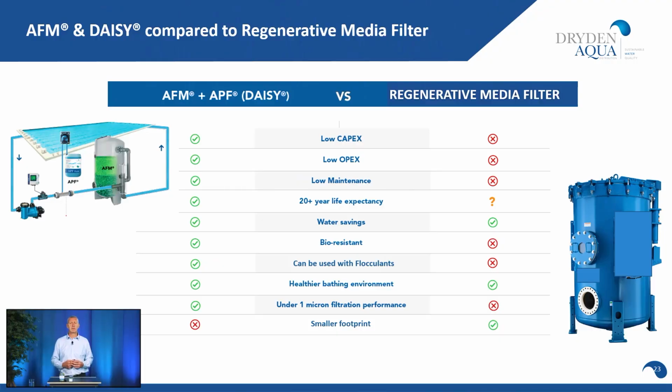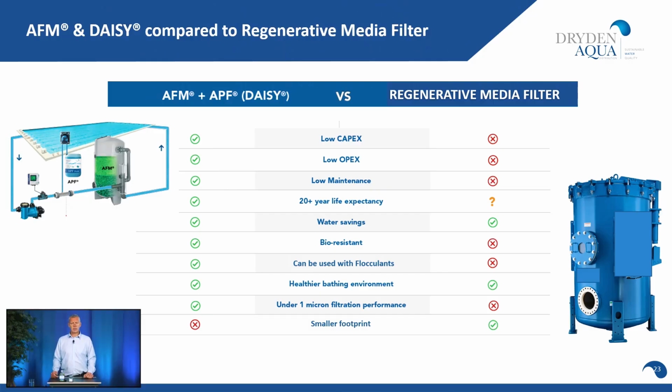Other systems that are growing in popularity and promoted largely on water savings are regenerative media filters. Again, these usually come at quite a high capital expenditure, not so much of a low operating expense because you're having to recharge these systems with perlite or other powder substances that need to be disposed of and dealt with. So that can make them quite high maintenance as well. Again, life expectancy on these, we've put a question mark. I think it's still too early to tell. Yeah, they are promoted on similar water savings. They don't carry the bioresistance that we do with AFM.